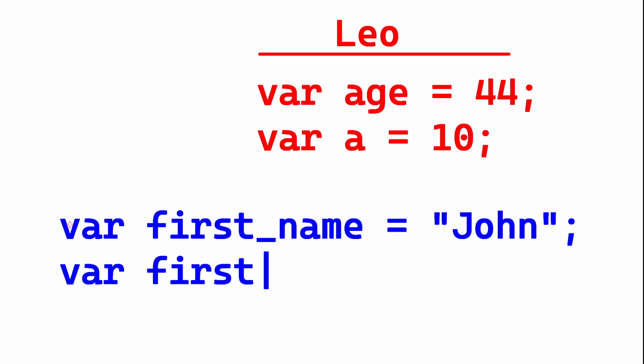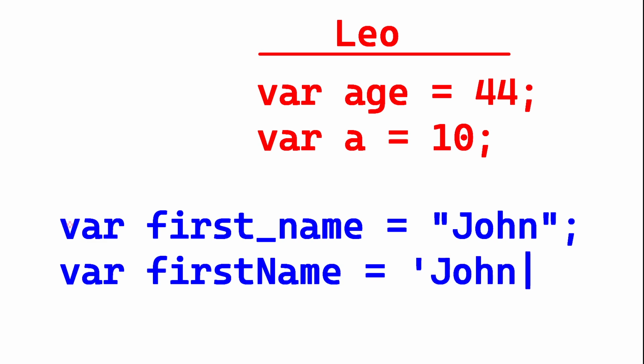Now the name which comes next, just put the first letter of the next word in capital letter. In this case, N is the next letter of the next word. So you just put it in capital letter and say Name like this, and then use single quote or double quote. So John like this. All right, so there are various ways.